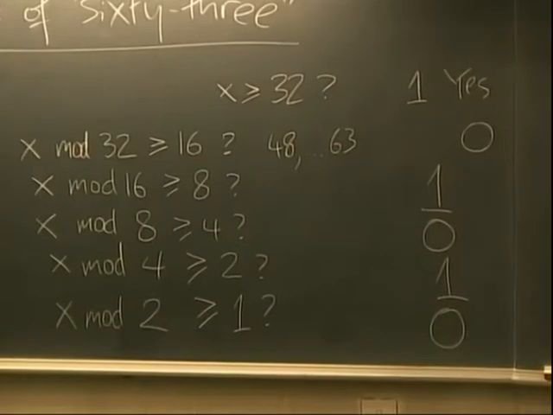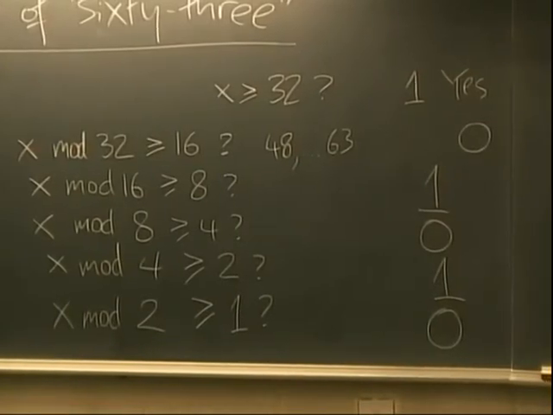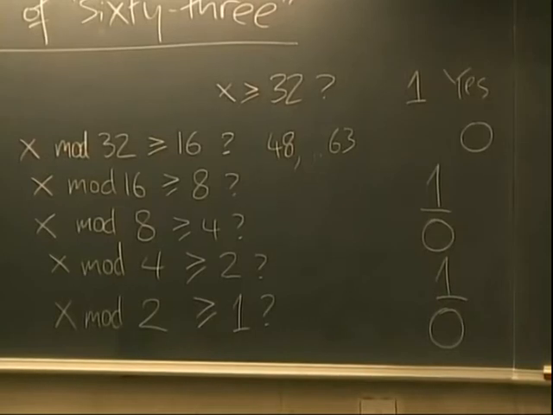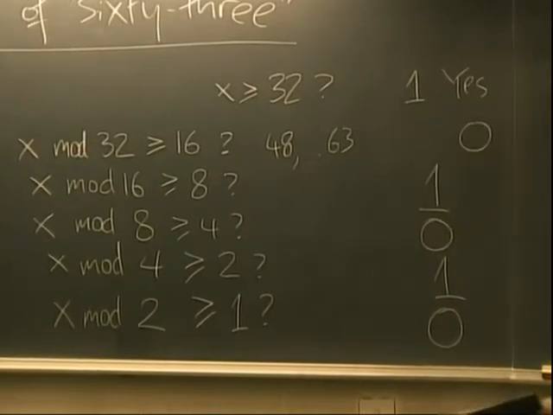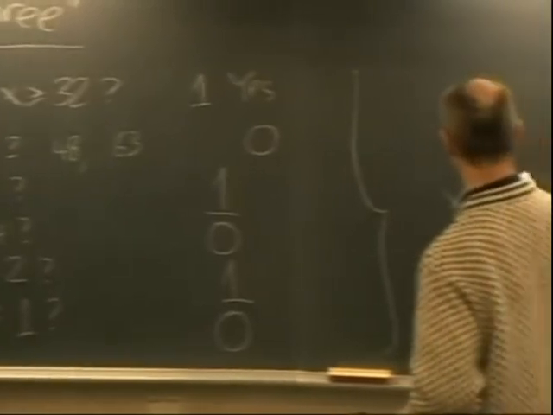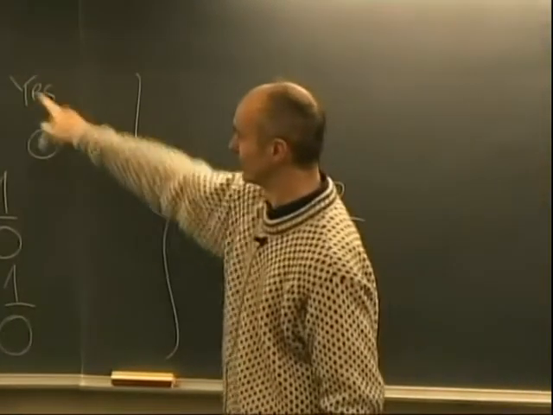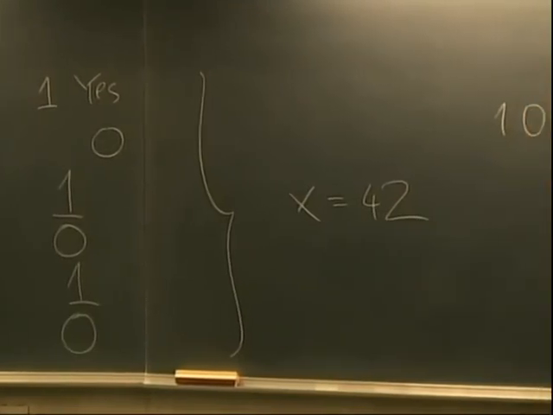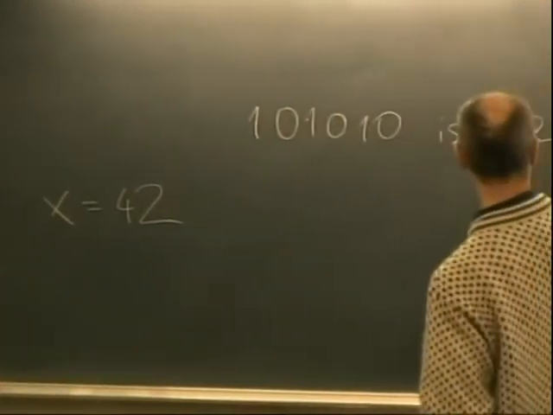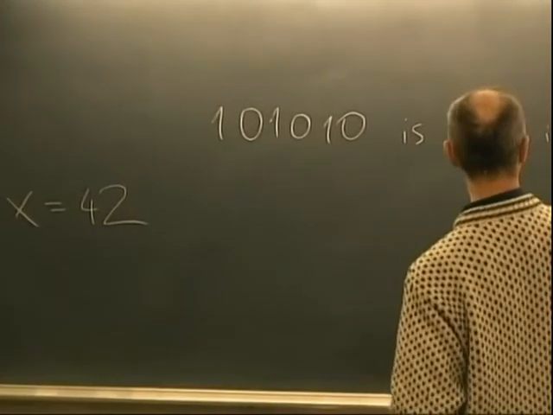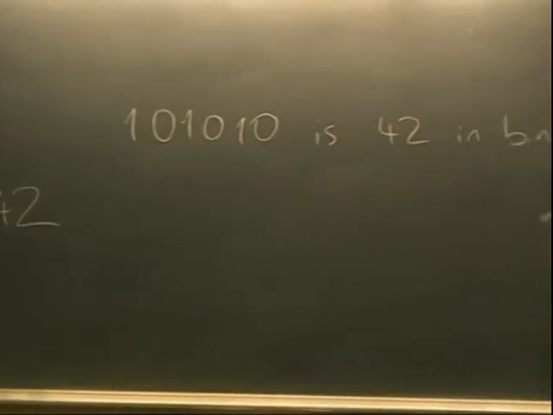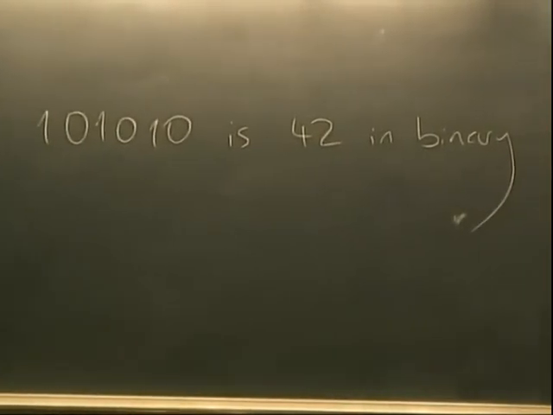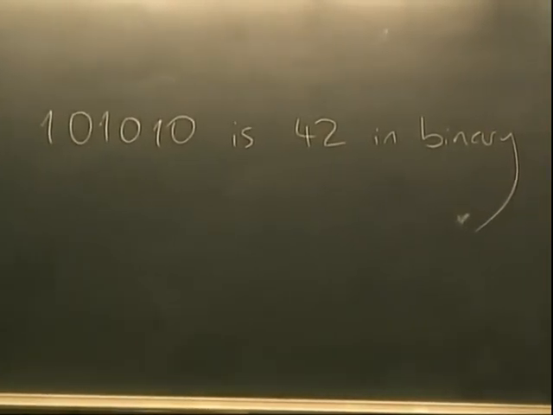And now what do you do? Okay. And we're done. And the answer is x is 42. Because what you've noticed here is 101010 is 42 in binary. Okay. Anyone got any comments, questions? Is everyone with me? Okay. So we've got a solution to the game of 63.